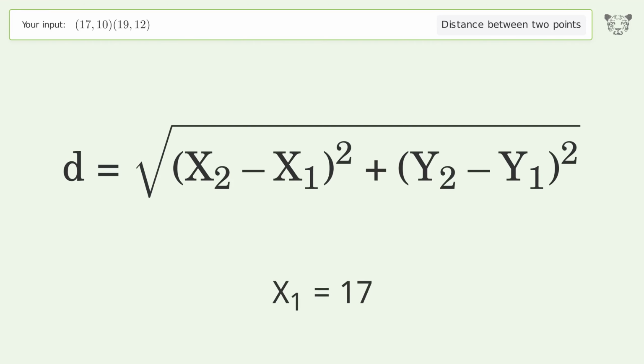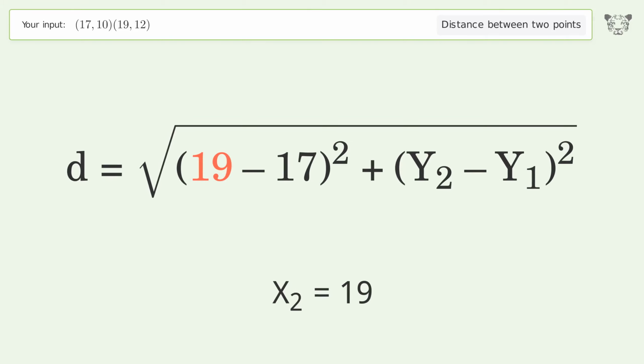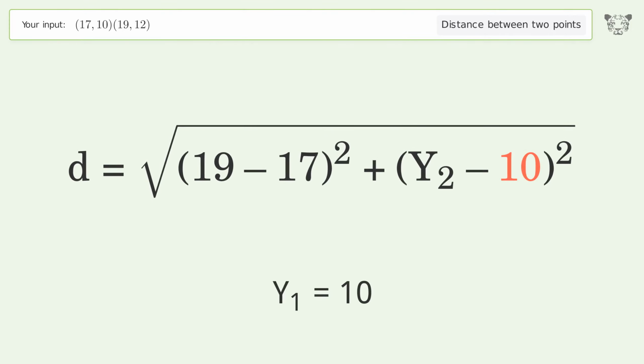x1 equals 17. x2 equals 19. y1 equals 10. y2 equals 12.